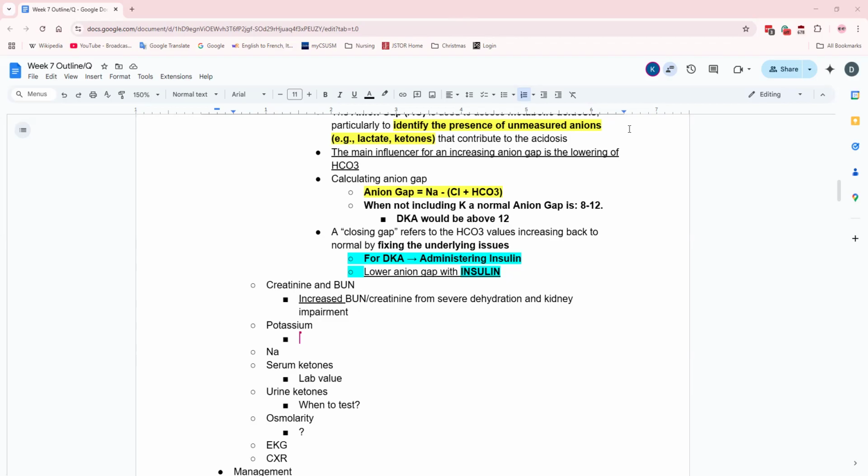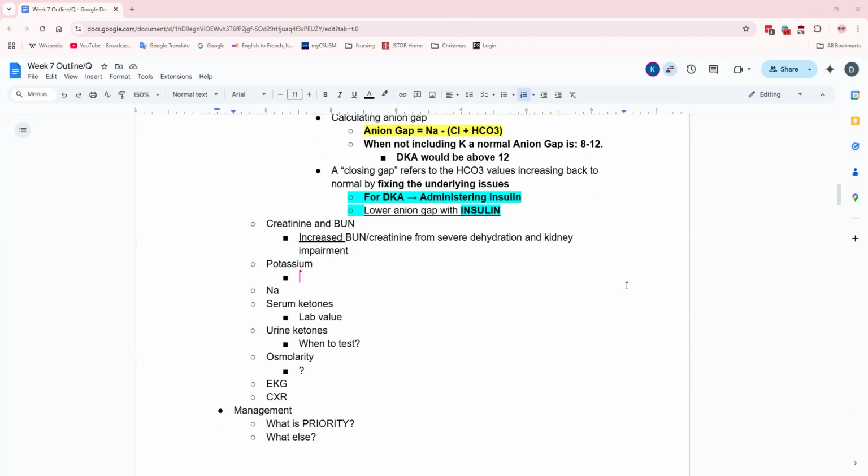Let's see where I'm at. Okay, potassium. There I am. Where am I at here? Why did I scroll down? My computer's glitching out. I'm scared. The hackers got me.